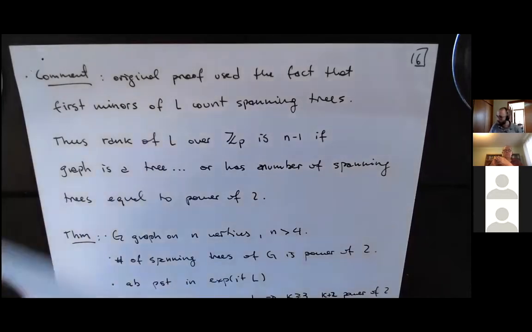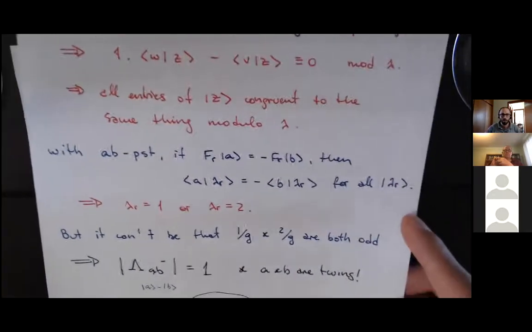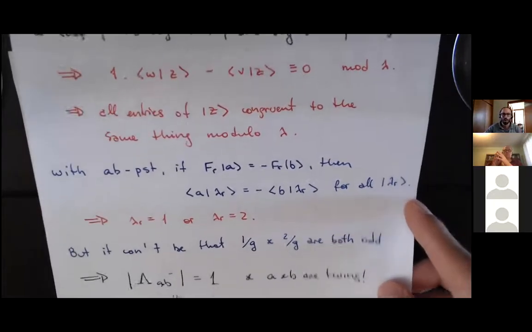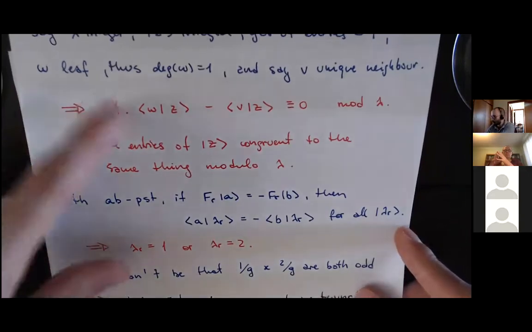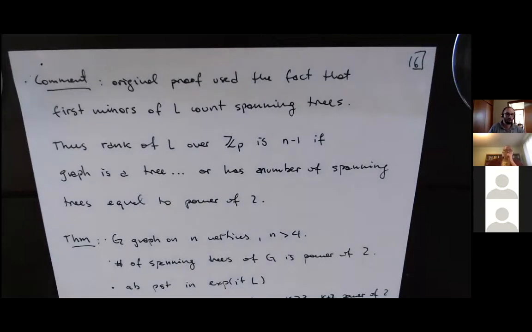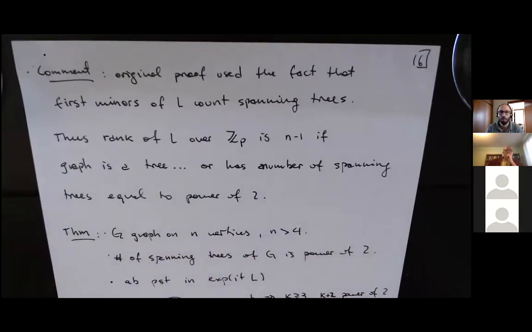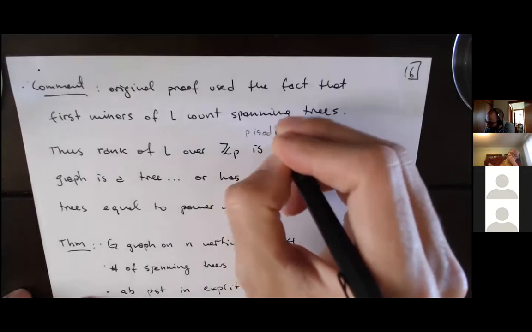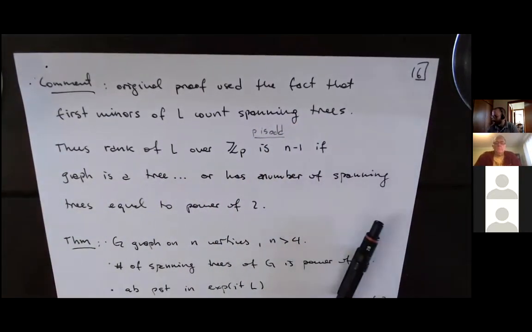However, this argument to show that the eigenvalues are either equal to 1 or 2, by simply examining the eigenvalue equation row by row, as we showed you guys here. Our original argument used what is known as the matrix tree theorem, which says that the n-1 by n-1 determinants of the Laplacian matrix count spanning trees. And of course, if the graph is a tree, there is only one spanning tree, which is the tree itself. So the rank of the Laplacian matrix over Z_p is always equal to n-1 if the graph is a tree, or, well, if p is odd, or has a number of spanning trees which is a power of 2.